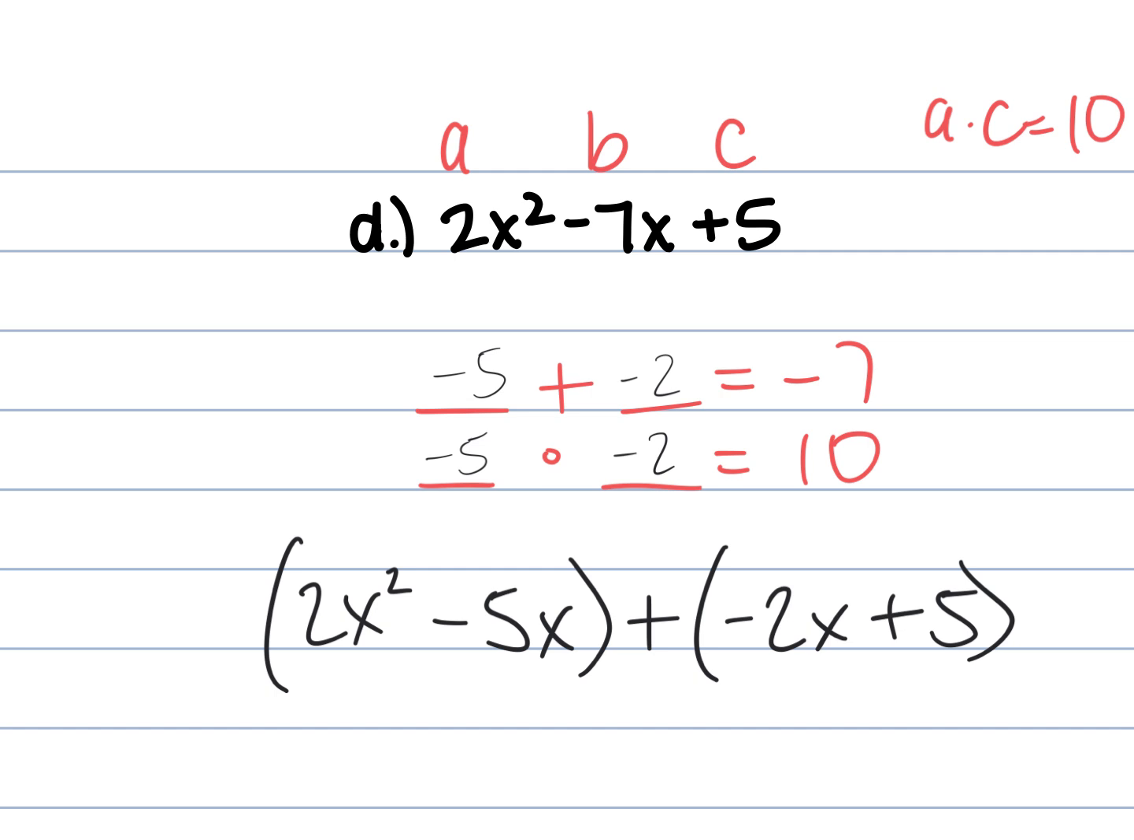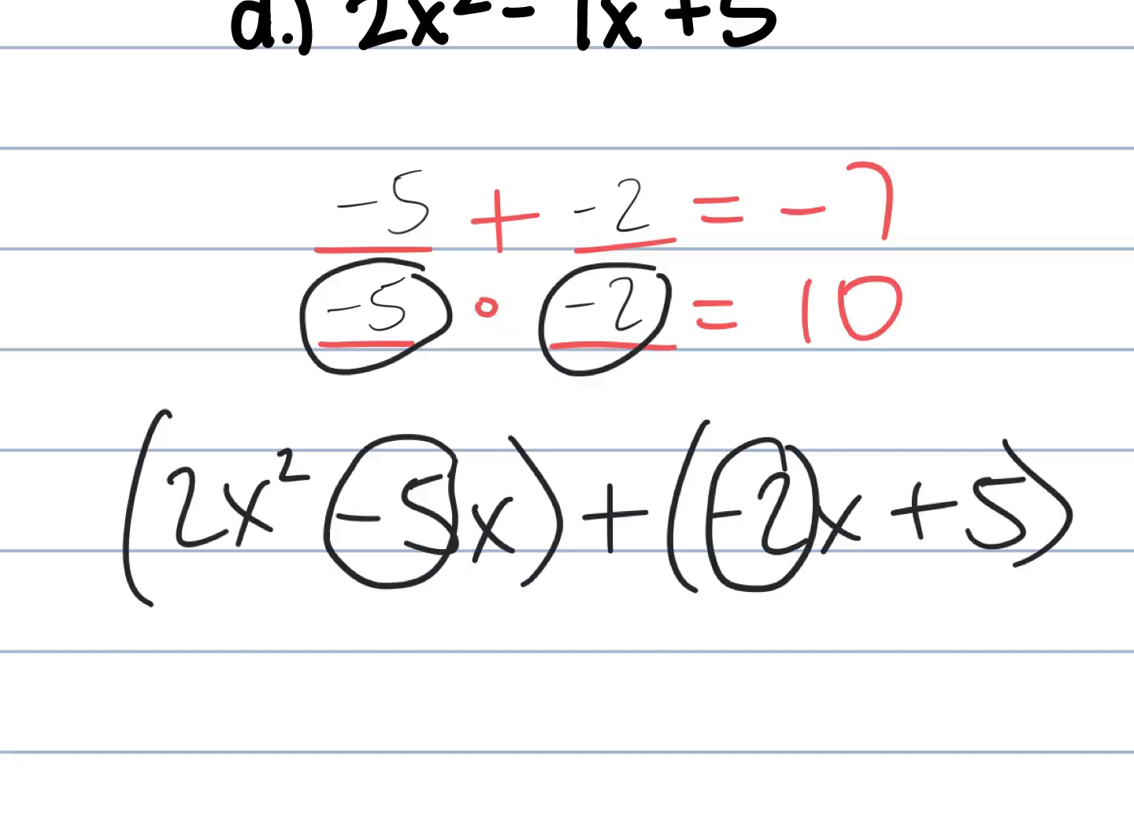Okay. So, does everyone see where I got those from? Those numbers came from the factors. Do you see how the negative 5 got moved right here and the negative 2 got moved right here? Also, go back. What is negative 5 minus 2? Negative 7.